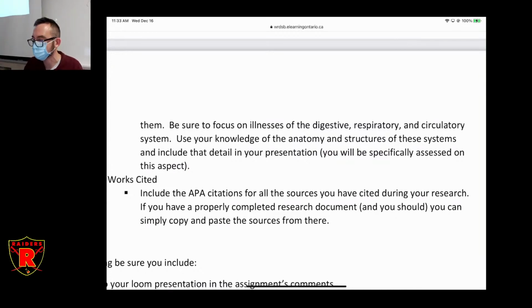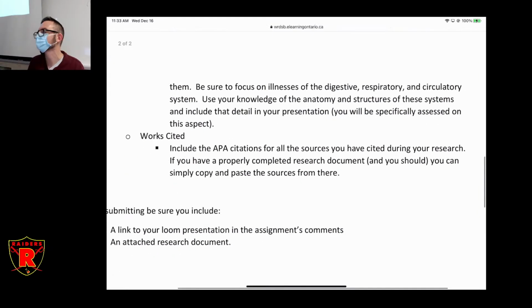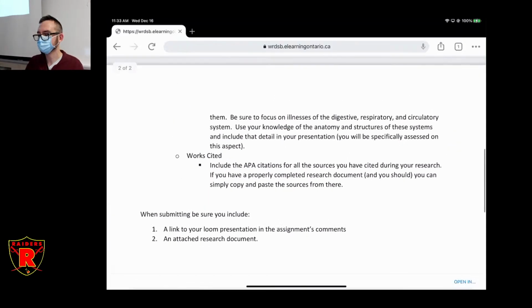Okay, so keep that in mind when you're telling me about it. And then lastly, you need a works cited slide. That is secondary, keeping in mind that you also have the research sheet. So I have two places to look for your research information.